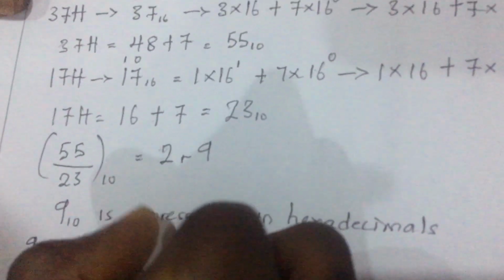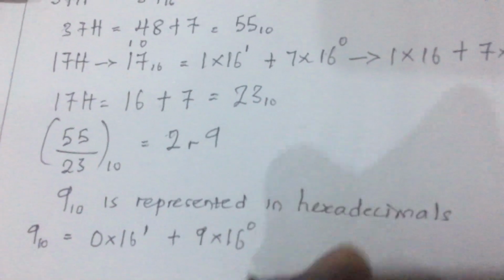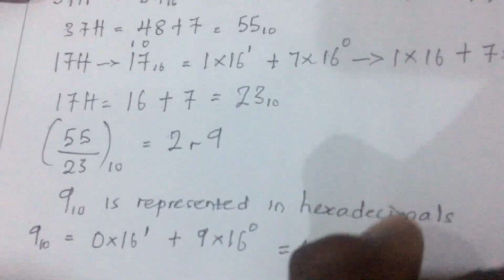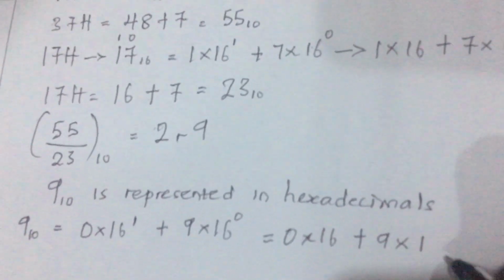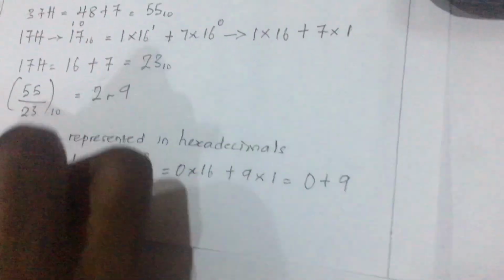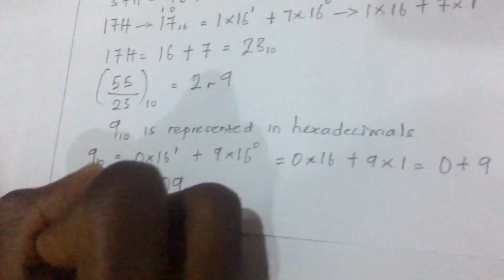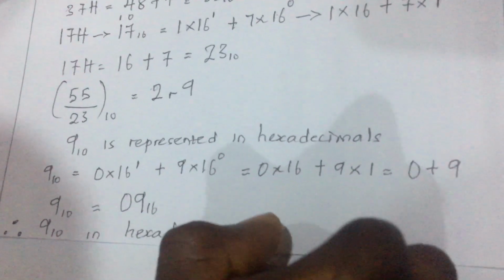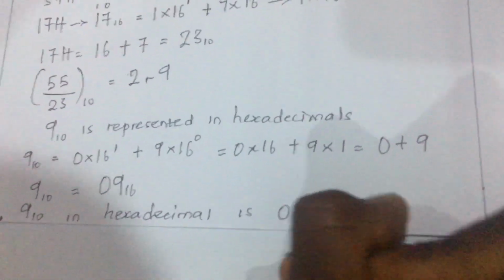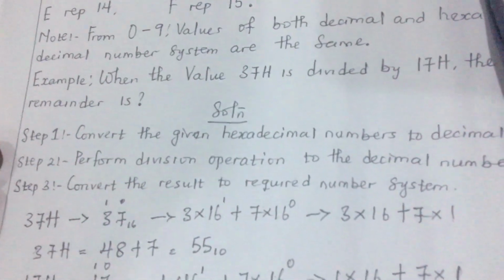That's going to give us 0 times 16 raised to the power of 1 plus 9 times 16 raised to the power of 0. 0 times 16 raised to the power of 1 gives us 0 times 16, plus 9 times 16 raised to the power of 0, which gives us 9 times 1. That is 0 plus 9, which is 9. So 9 base 10 is equal to 09 base 16. Therefore, 9 base 10 in hexadecimal is 09. So we've been able to find the remainder when we divide 37h by 17h.